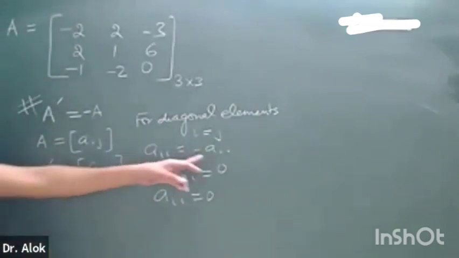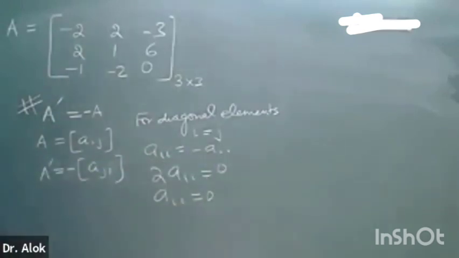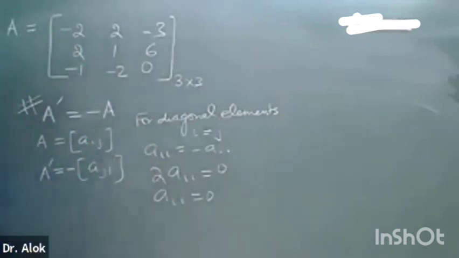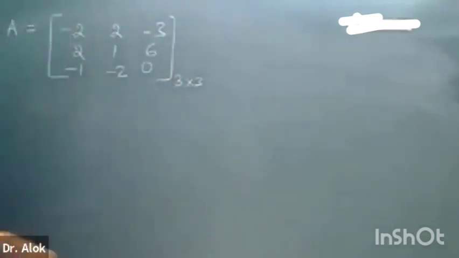That is why I have written this minus. Okay? Let me write it. So tell me, what type of matrix is this? Anybody can tell? It is just a square matrix. It is not necessarily symmetric or skew symmetric. Okay?